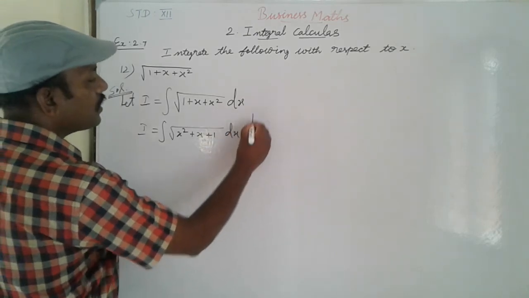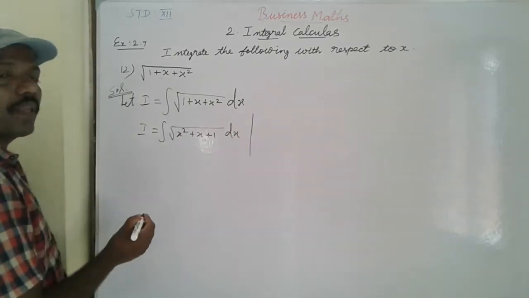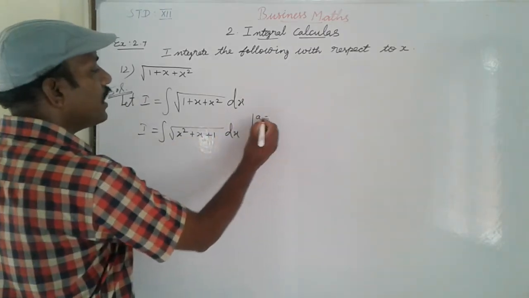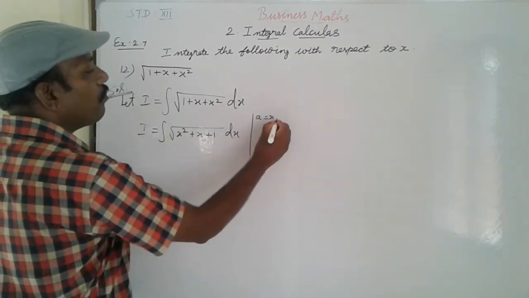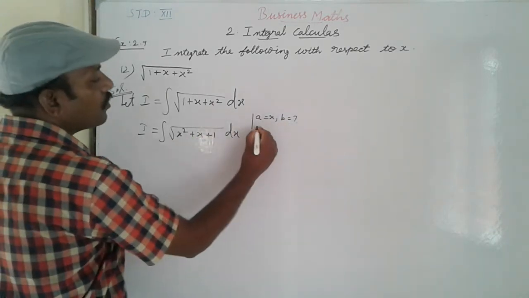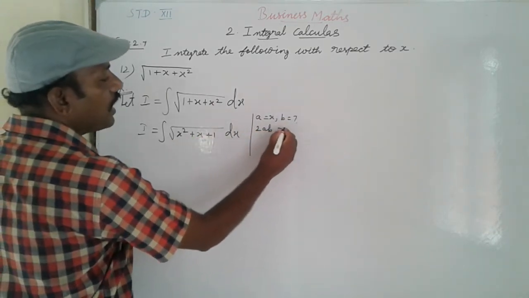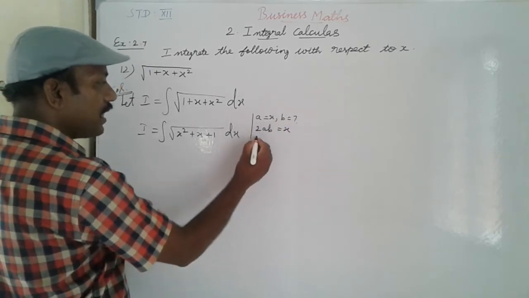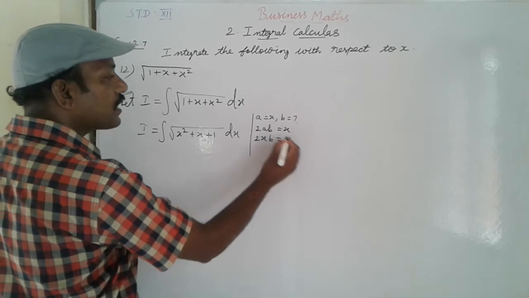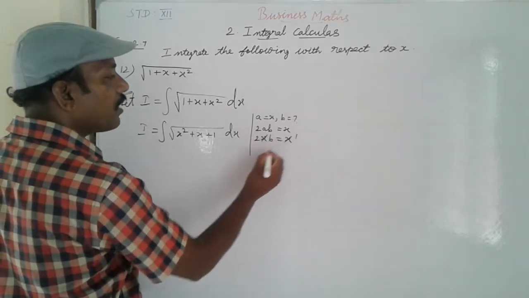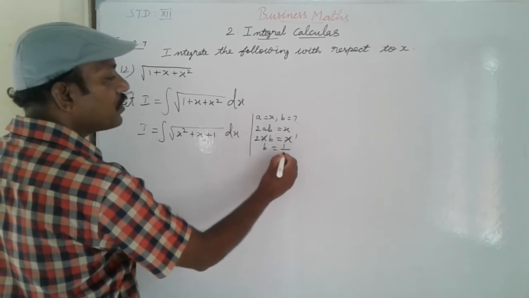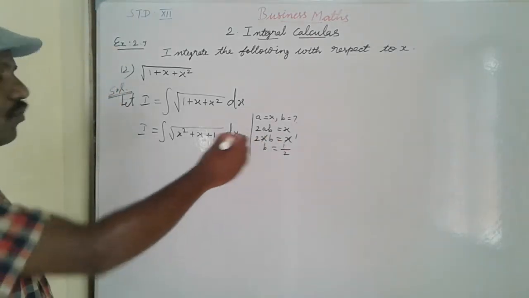We know that this format we should change into the a square plus 2ab form. So a square, so a is what? x. b we should find out. So 2ab is what? x. 2ab equal to x. So a is x, 2x into b equal to x. So x cancels one time, b equal to 1 divided by 2. So b value is 1 by 2.